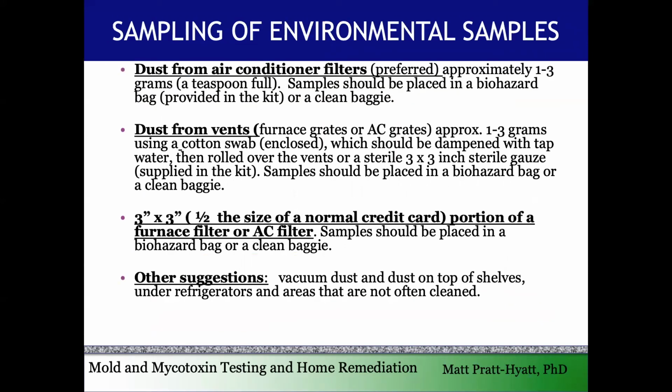Okay, how to sample for mycotoxins. You want to do dust from air conditioner filters. Samples should be placed in a biohazard bag. You can take dust from your vents. You can cut out a part of your furnace filter, like a 3x3 segment, about the size of a credit card. Samples should be placed in a biohazard bag. Other suggestions: you can take out the vacuum dust or dust off the top of your shelves or under the refrigerator, anywhere around the house that isn't cleaned as often.